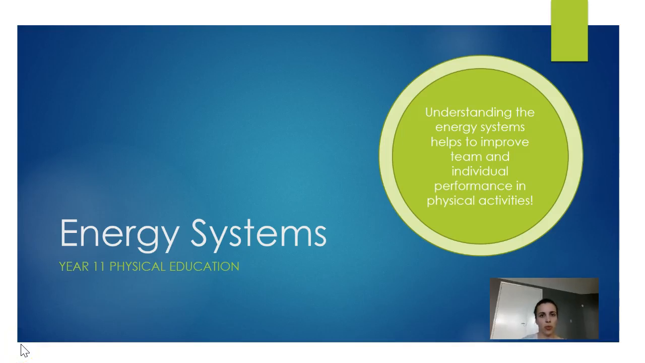Today I'm going to go through all three energy systems at once just to give you a brief introduction to energy systems. The next three lectures I'll step through each energy system one by one. It is quite a difficult unit of work. It's probably the most difficult you'll do in year 11 and also year 12.